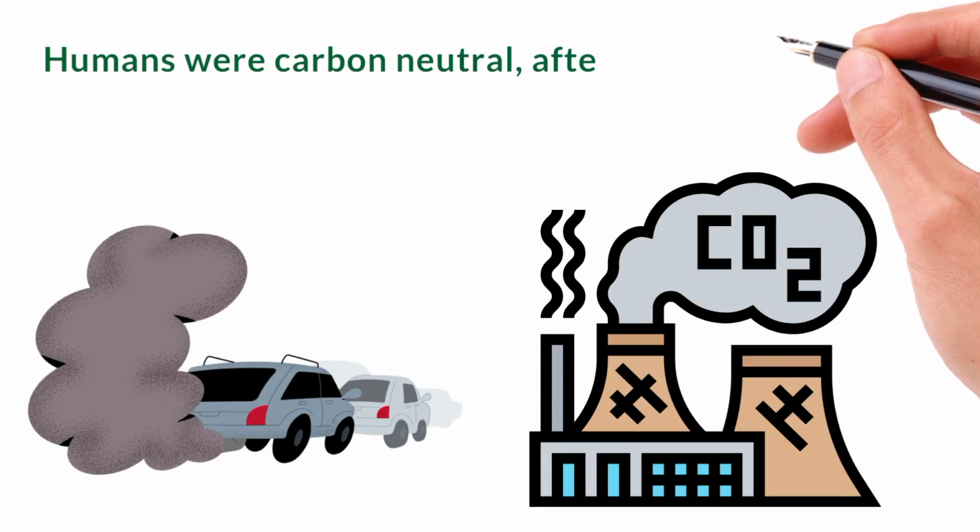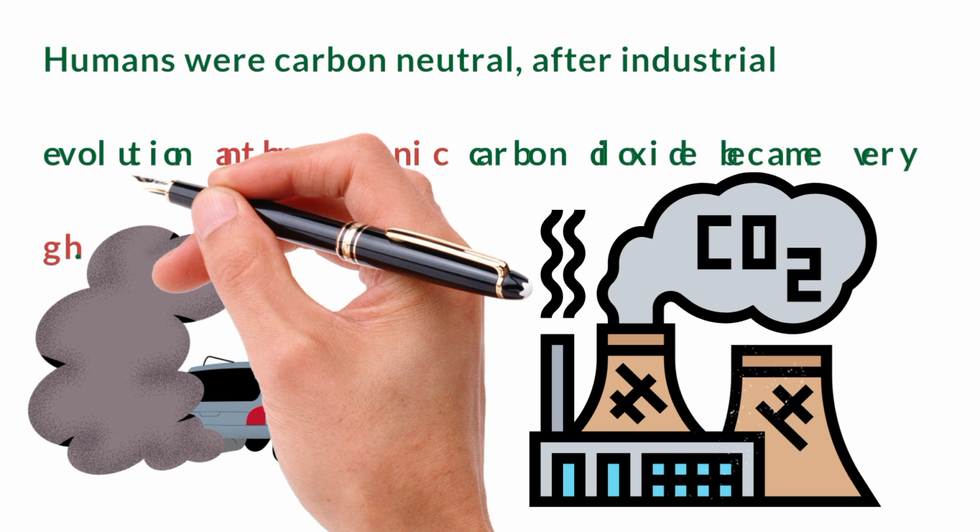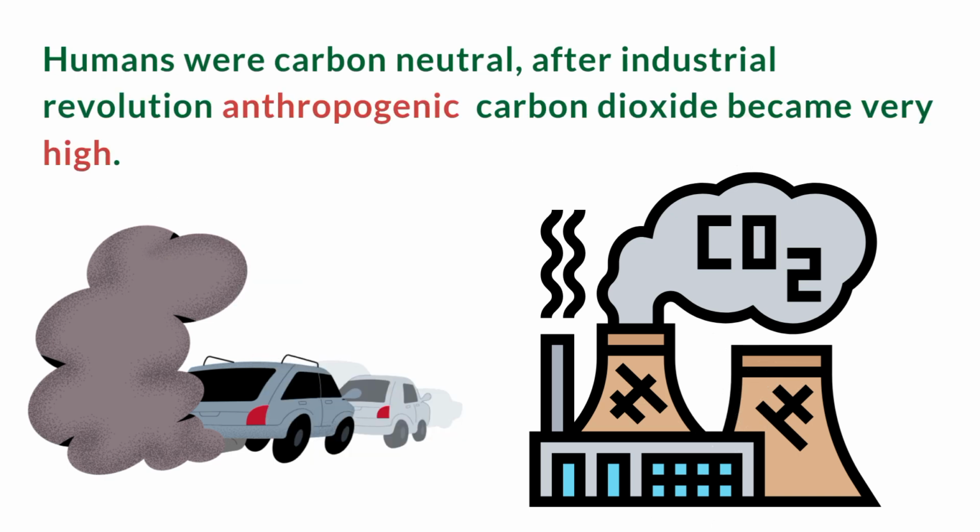Humans were once carbon neutral, meaning there was no overall gain or loss of carbon, but after the Industrial Revolution, anthropogenic carbon dioxide became very high, and that means carbon dioxide released due to human activities continuously increases.